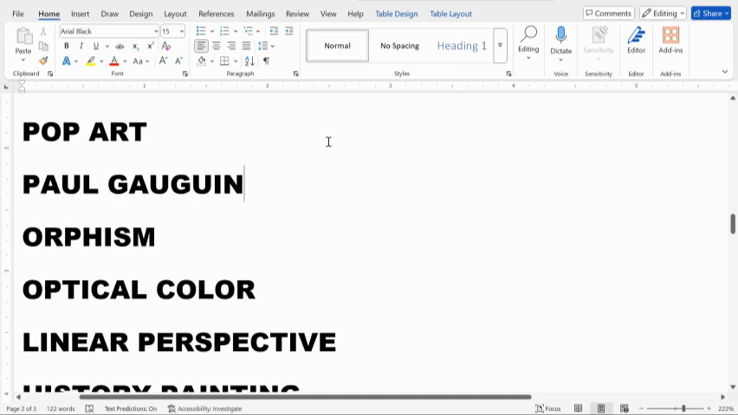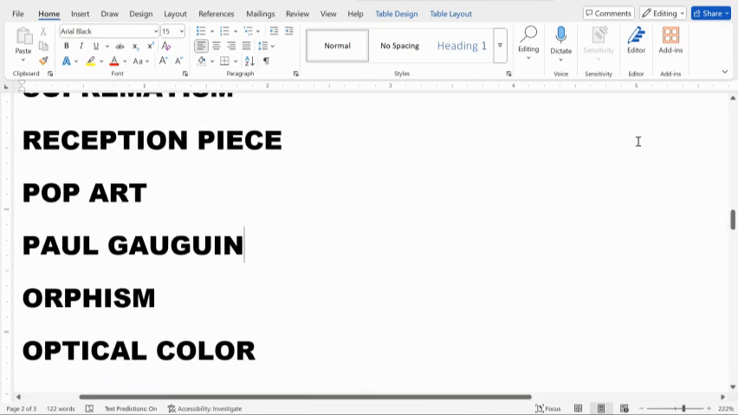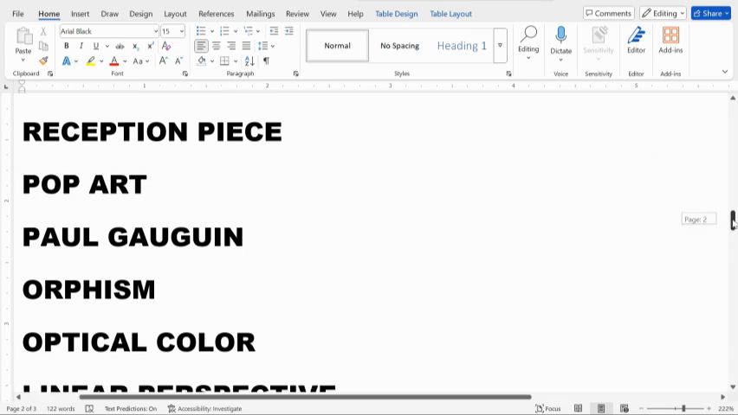All right. Pop art shows up on the test. I have not talked about pop art. That's part 3 of modern art. That's after the wars. The term reception piece shows up on the exam. I talked about that in Unit 2.